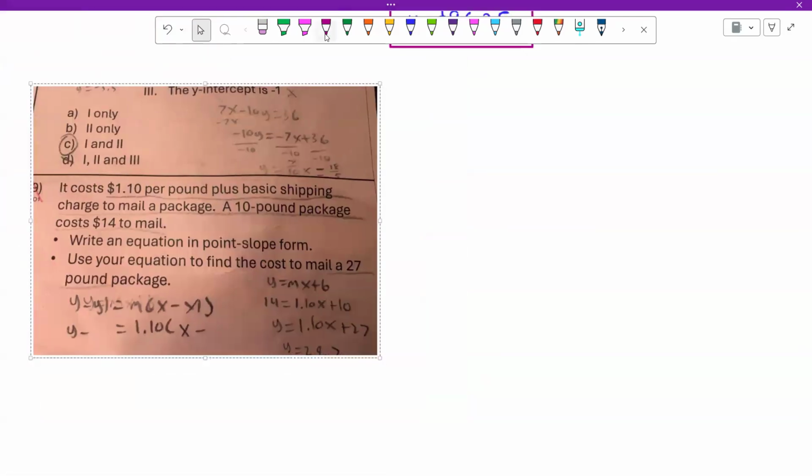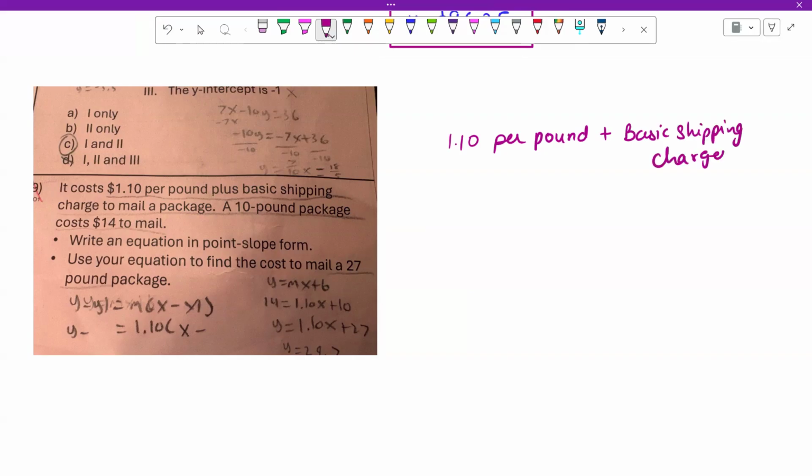Yeah. So it costs $1.10 per pound plus basic shipping charges to mail a package. See, in the first line itself, they are telling us something which is related to finding the equation. So they are saying it costs $1.10 per pound plus basic shipping charges. Basic shipping charges for what? To mail a package.